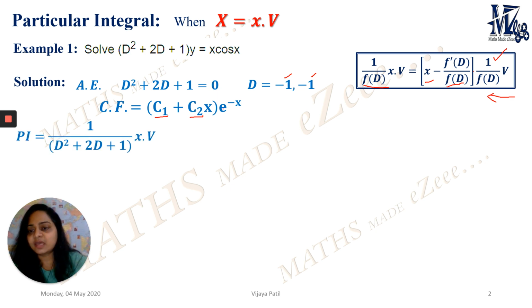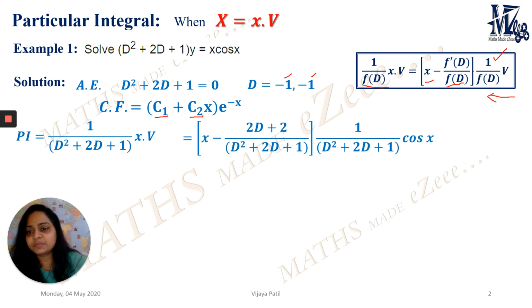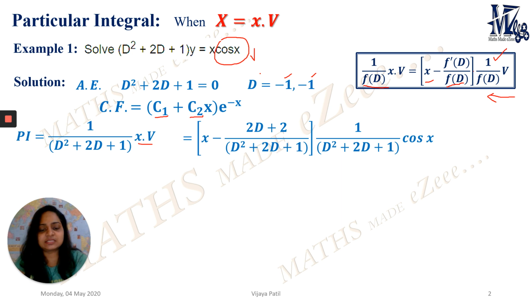What will happen with the PI? PI is 1 upon D square plus 2D plus 1 on x into v. What is v in the present case? The role of v in this present case is played by cos of x. So cos of x is our v in the present case.